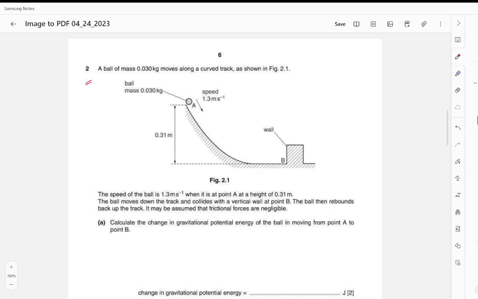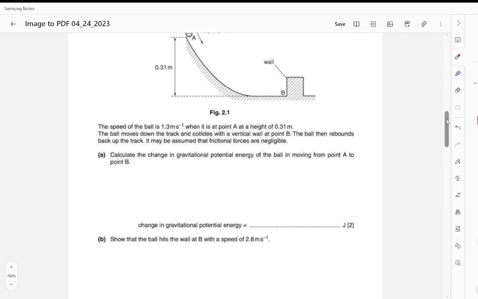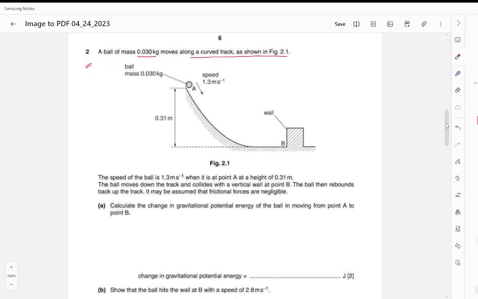A ball of mass 0.030 kg moves along a curved track as shown in figure 2.1. You can clearly see this track, right? The speed of the ball is 1.3 meters per second when it is at a point A at a height of this. The ball moves down the track and collides with the vertical wall at point B. Okay, so we have a collision over here, but just be careful. There is an initial speed over here, so that means it initially has kinetic energy. The ball then rebounds back up the track. It may be assumed that the frictional forces are negligible.